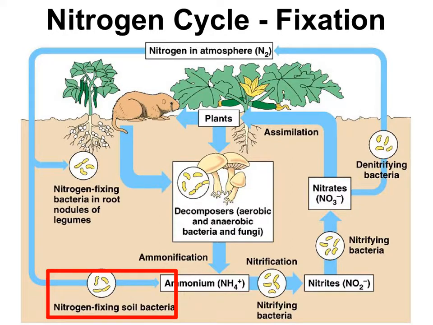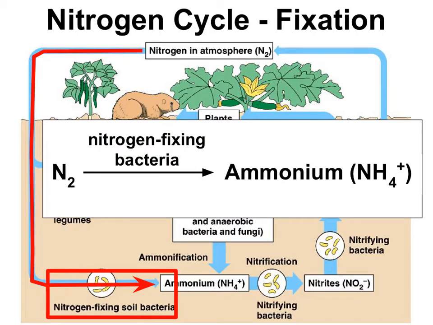Nitrogen fixation is done by nitrogen-fixing bacteria in the soil. Thank God, with how difficult the nitrogen cycle is, that these bacteria have a really easy name. So what nitrogen-fixing bacteria do is take nitrogen gas from the atmosphere and from air spaces in the soil and convert that N2 gas into ammonium, NH4. The ammonium stays in the soil. Here's that process represented as a chemical equation. Nitrogen gas is converted to ammonium by nitrogen-fixing bacteria.